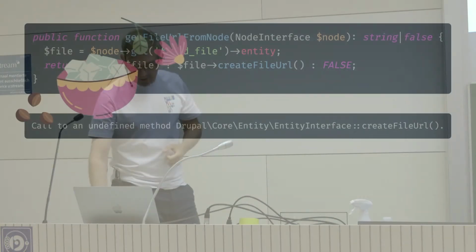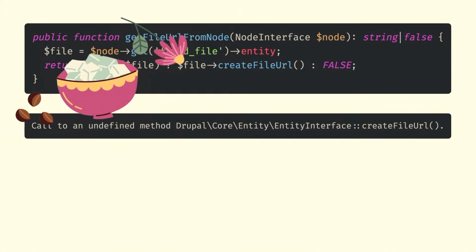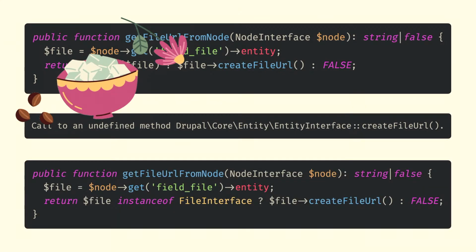Now I'll show you one way we can solve this. We can just ask, is our file instance of file interface? If we do this, this will be solid. We will always know that this method exists, create file URL.